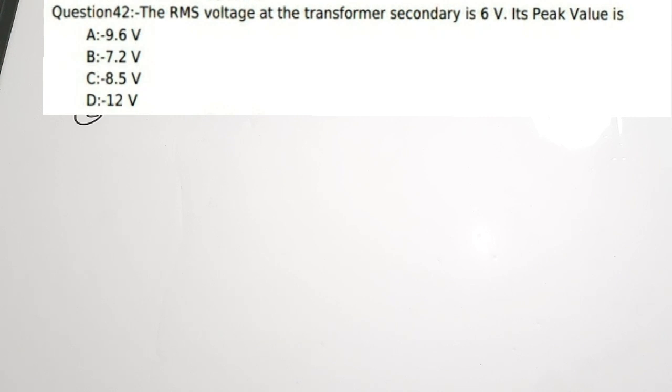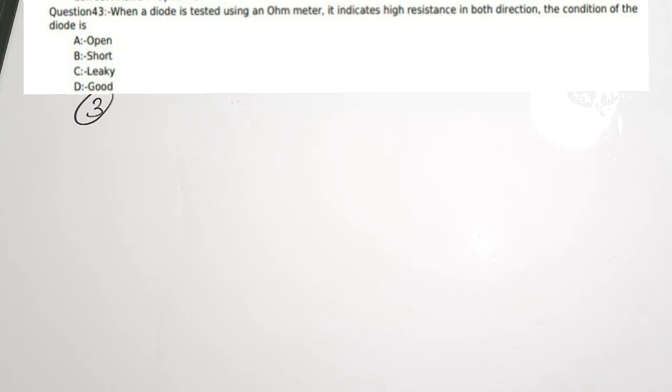Third question. So the third question is connected with the diodes. When a diode is tested using an ohm meter, it indicates high resistance in both directions. The conduction of the diode is dash.